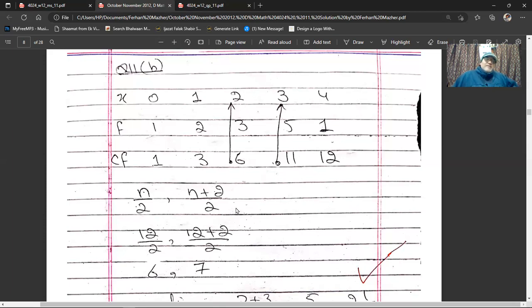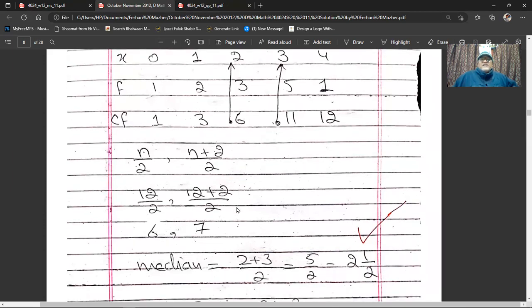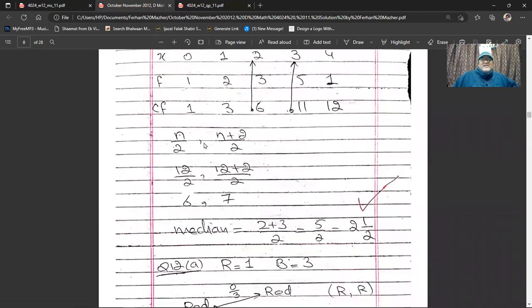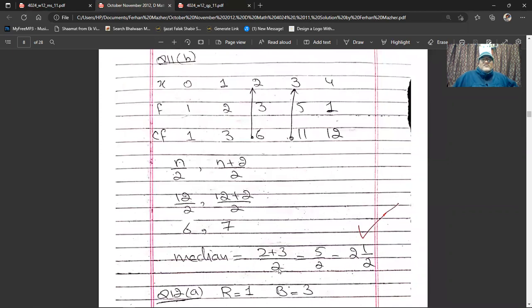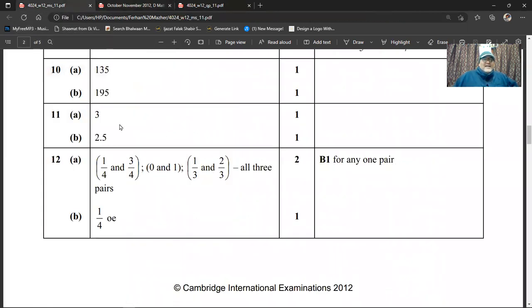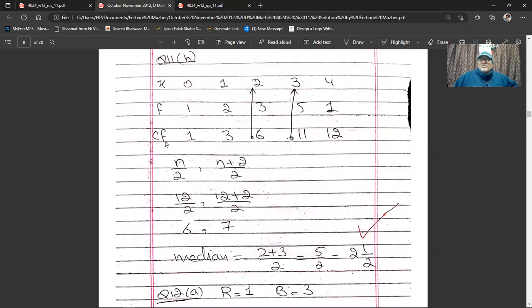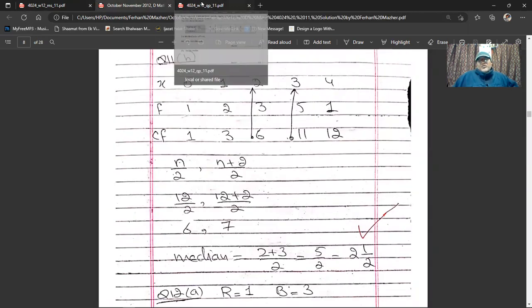I will add them and divide their sum by 2, and that will be the median. So the median will be 2 plus 3, the whole thing divided by 2, that will be 5 by 2, that is 2 whole 1 by 2. So 2 whole 1 by 2 is the median. Question number 11 part B, 2.5 is the right answer, sir. This is how this question is done. I hope you understand.